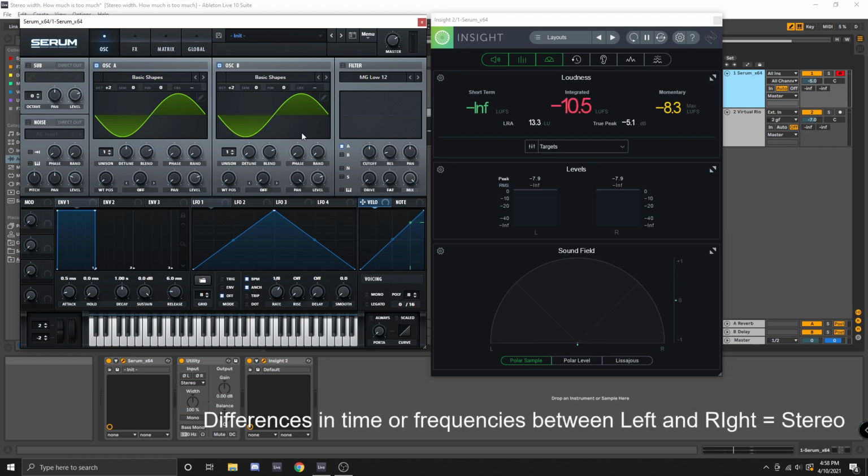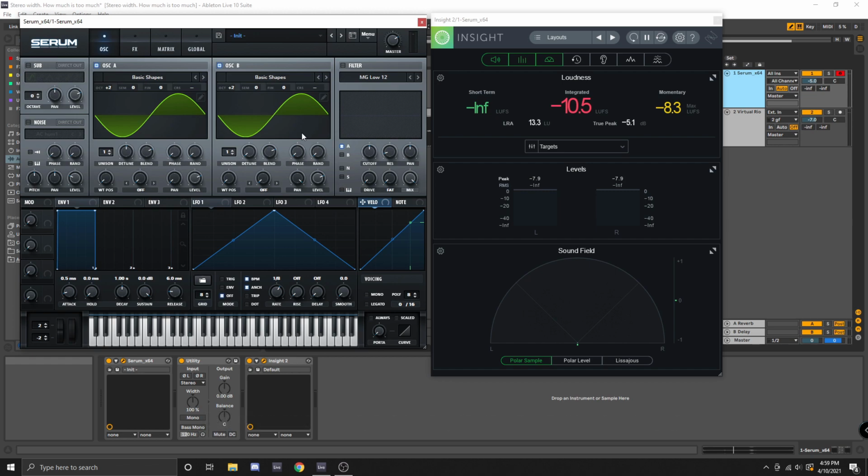Even though our two sounds are almost the same, the small difference in time or frequency is what ultimately gives us the impression that something is stereo. If the sounds playing from both left and right speakers are exactly the same, we would get a mono signal, even with them being panned left and right. But by altering the content between the left and right sides, our brain perceives this as stereo.